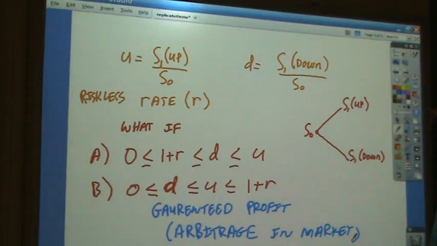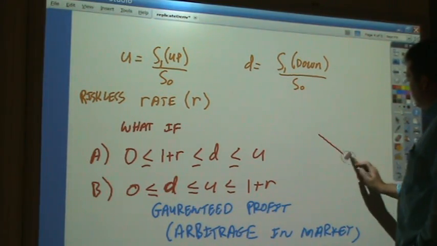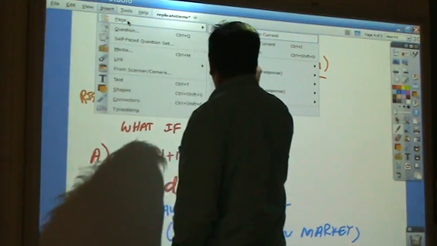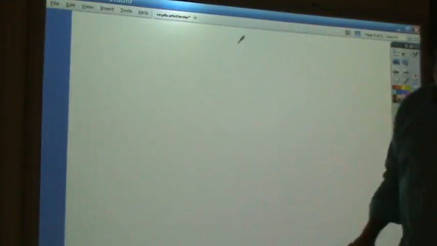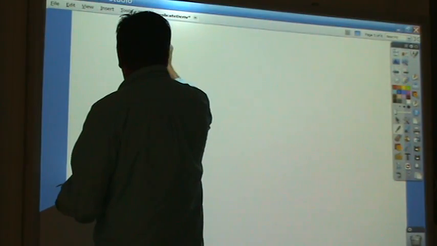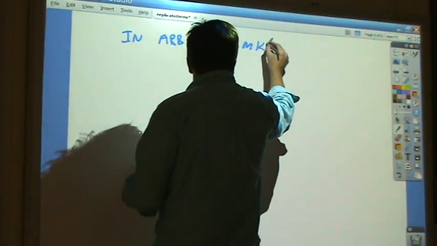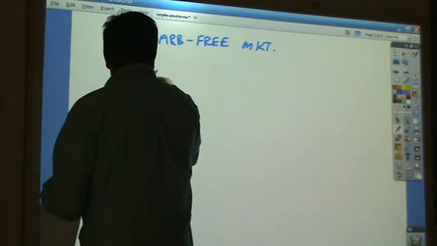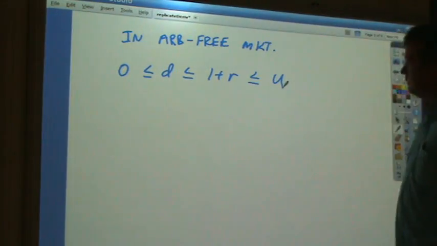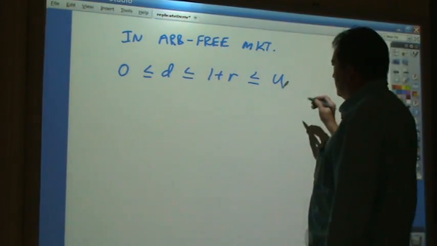So as a rule of thumb, take this down. As a rule of thumb, in an arbitrage-free market, we should always have this scenario. It should always be true.